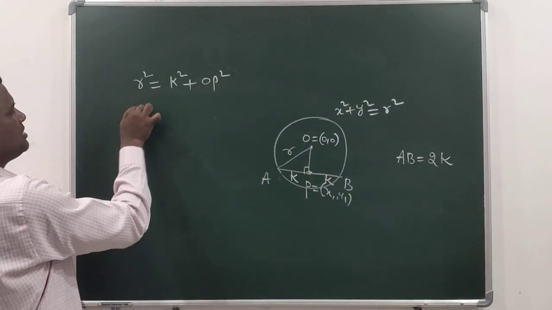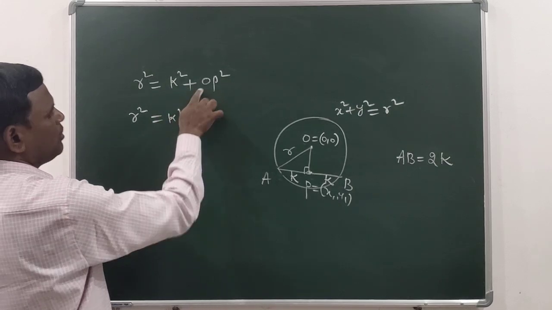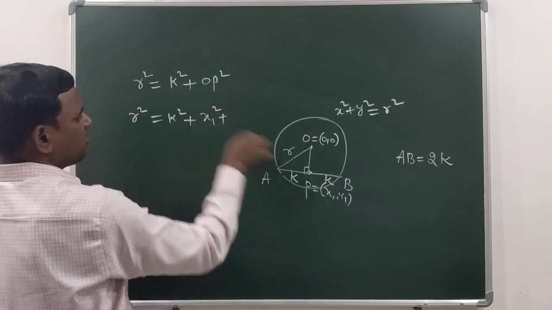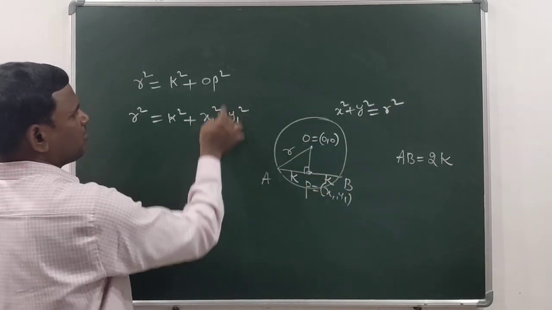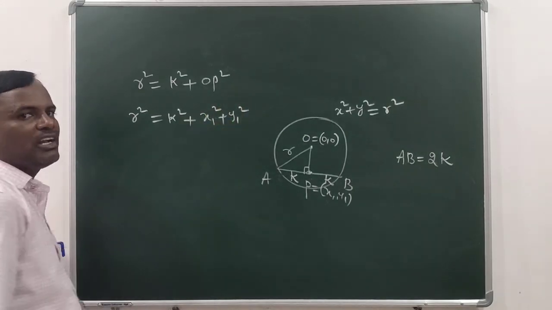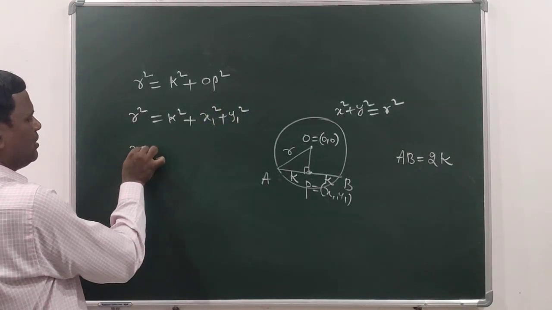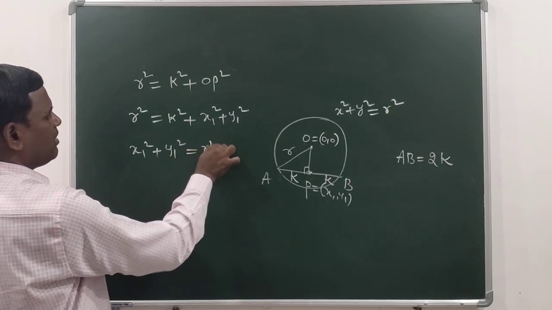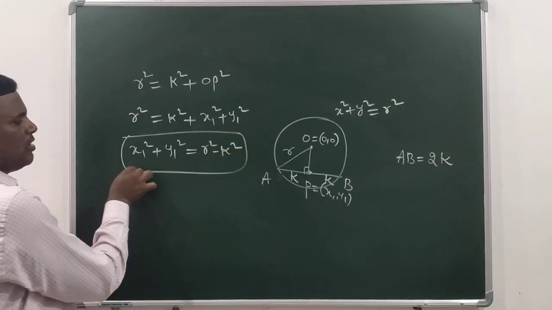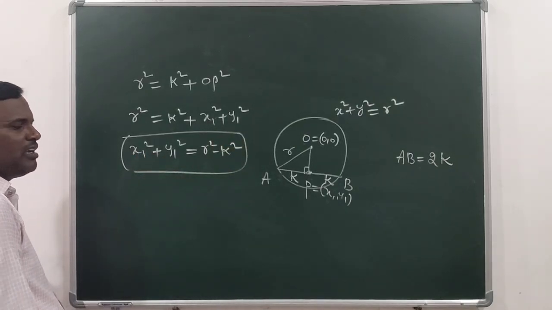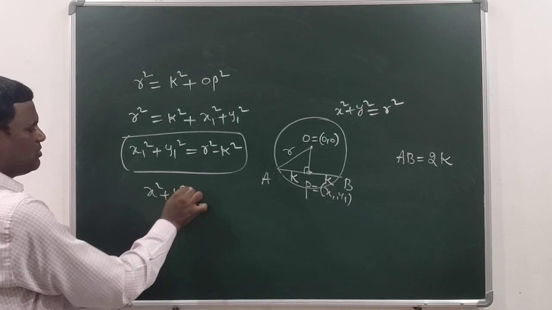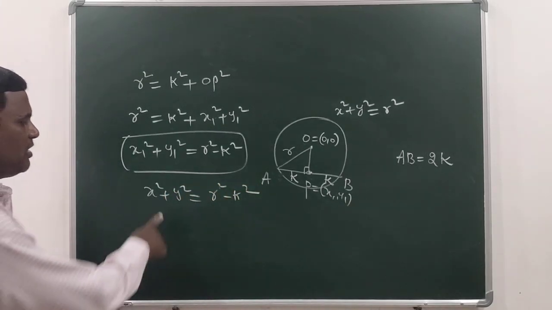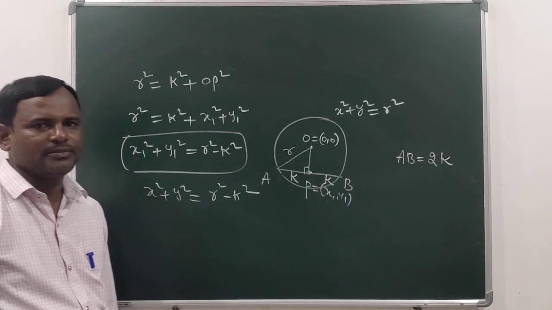Now let us simplify this. r square is equal to k square plus OP square. OP square is how much? OP length is x1 minus 0 whole square, which becomes x1 square, plus y1 minus 0 whole square, which becomes y1 square. Here square is there so that the square root will not come. Now transfer k square to the left side so that you get x1 square plus y1 square equal to r square minus k square. In the final one, replace x1, y1 by x, y. So x square plus y square is equal to r square minus k square. This is our required locus equation.